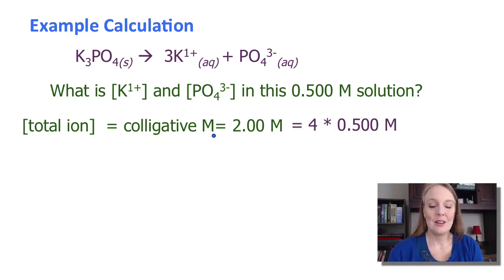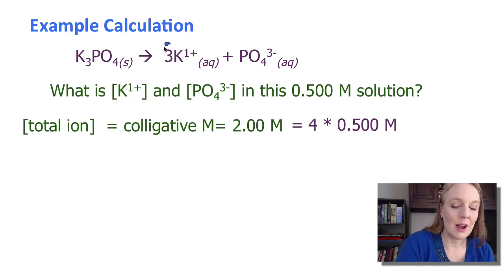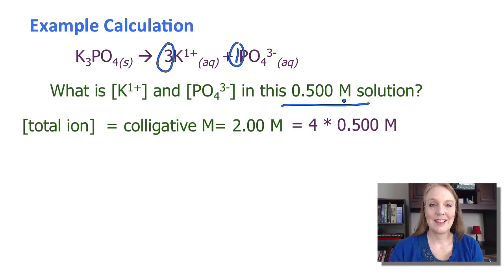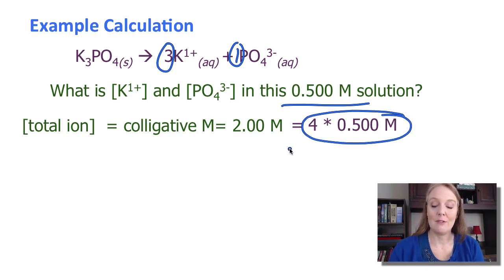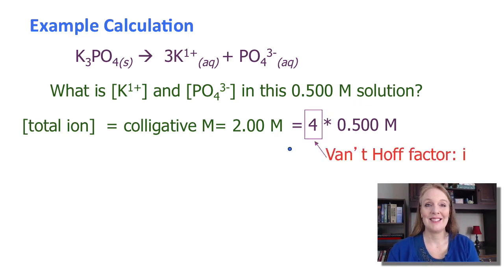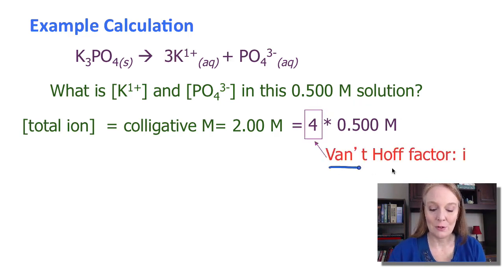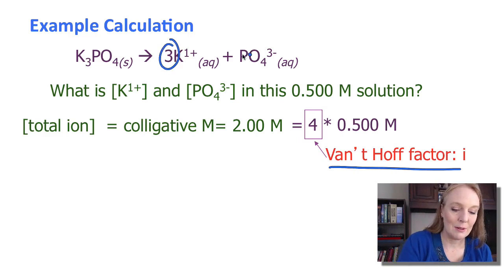And that was just the fact that we made 4 ions when we dissolved the potassium phosphate. If we started with 0.5 moles of potassium phosphate and dissolved that in 1 liter, that would give us 4 times 0.5 molar for our total colligative molarity. The Van't Hoff factor here is 4. It's just 3 plus 1.